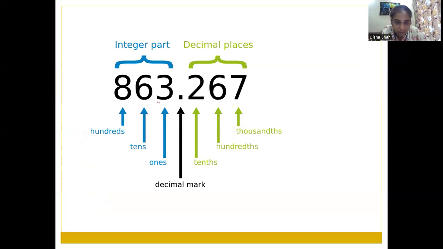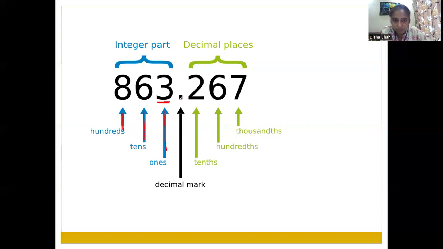फॉर एन एग्जाम्पल, ये जो 3 है, just before the point. Now this is the unit place. So ये ones वाला place है. This is tens place. 6 is sitting at the tens place. 8 is sitting at the hundreds place.